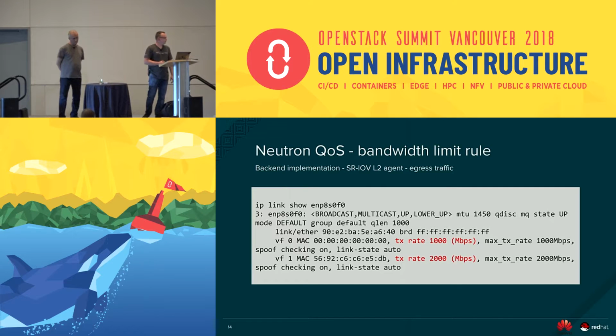The SR-IOV agent is setting bandwidth limit directly on the VF as a VF attribute. There is no burst value supported in this case. So if you have a rule with some burst value and apply it to a QoS for an SR-IOV port, then this setting will just be ignored.